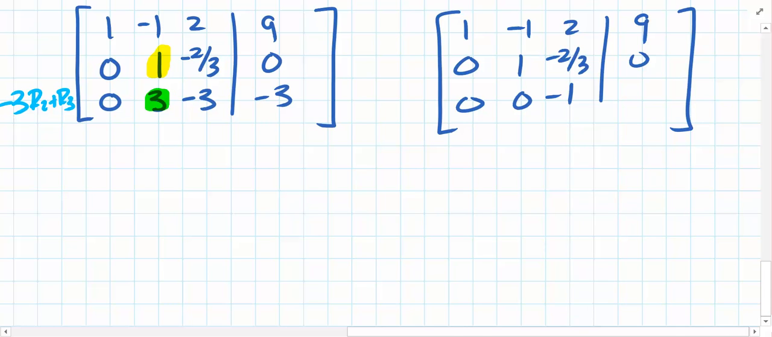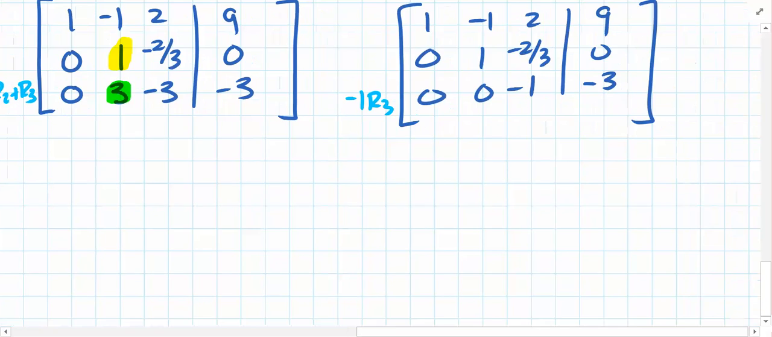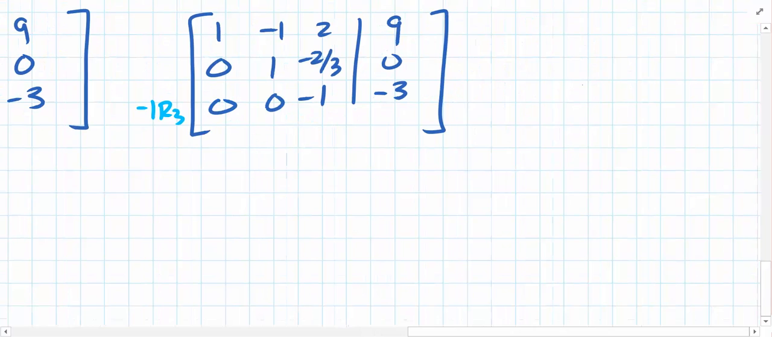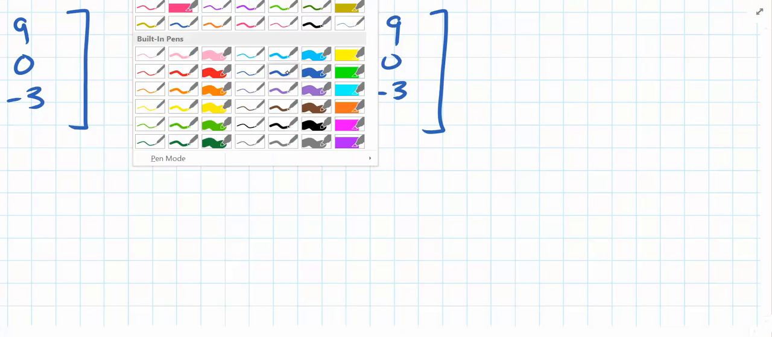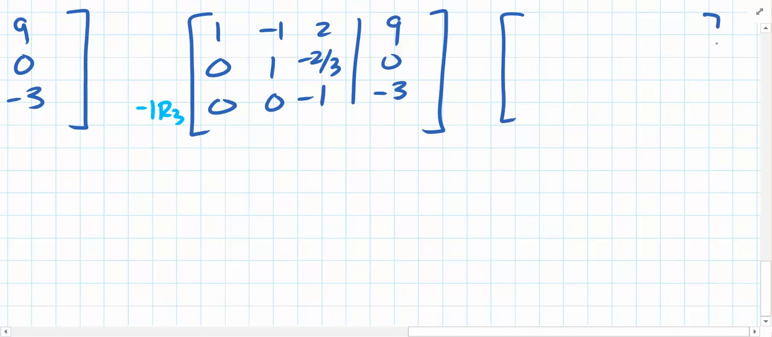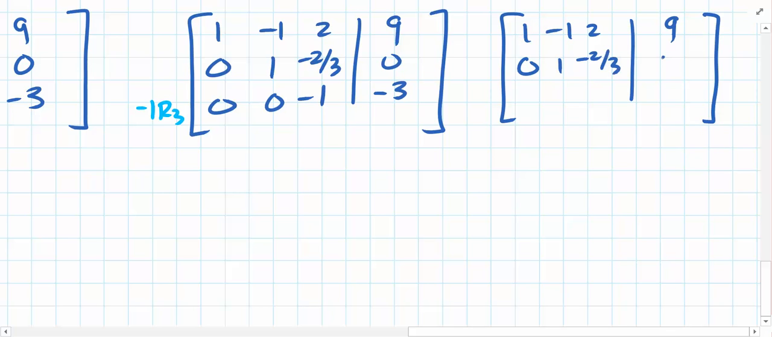Hey, Josefa sees something. He's like, now just multiply row 3 by negative 1. I'll move over a little bit. And look what that gives us. That gives us this. 1, negative 1, 2, and 9. 0, 1, negative 2/3, and 0. 0, 0, 1, 3. Beautiful. Bada boom. What does this tell me right here?